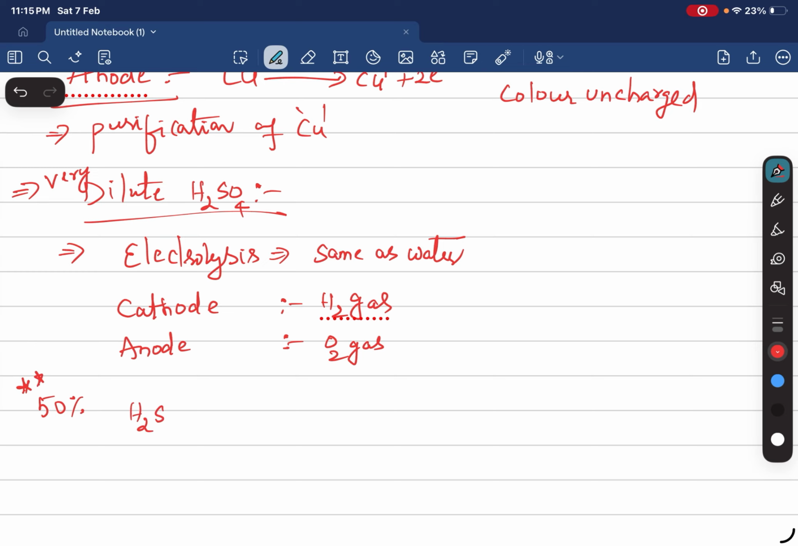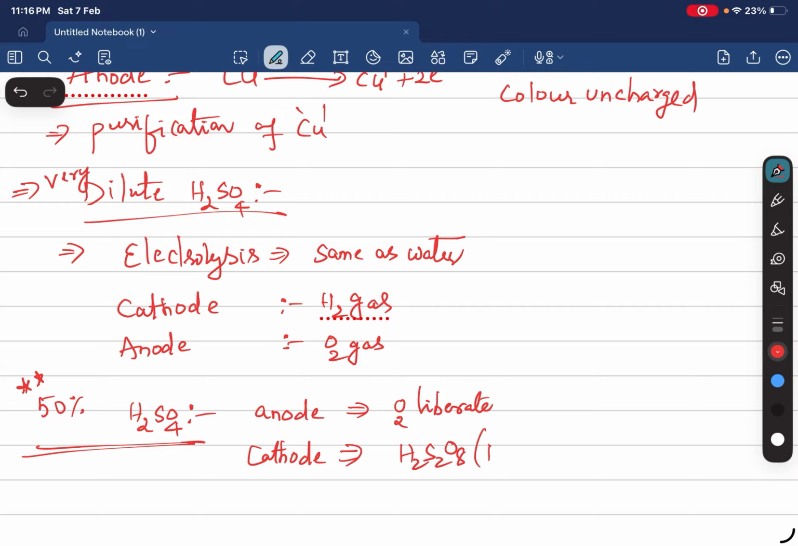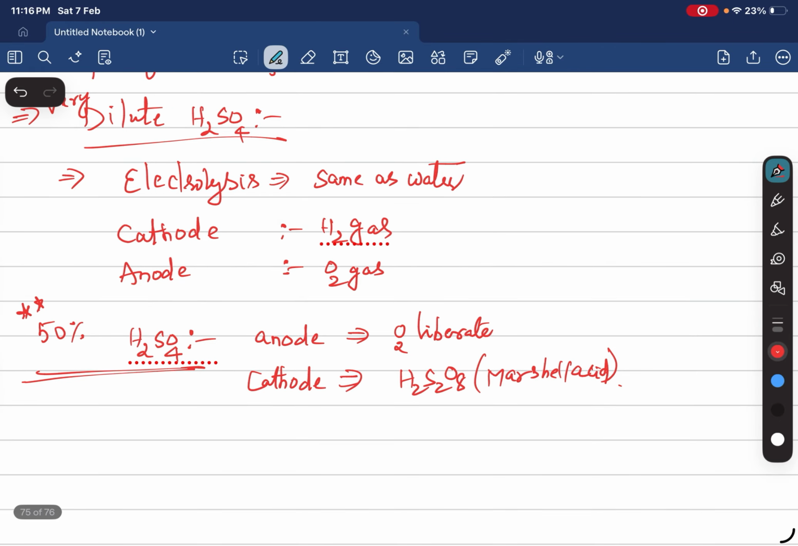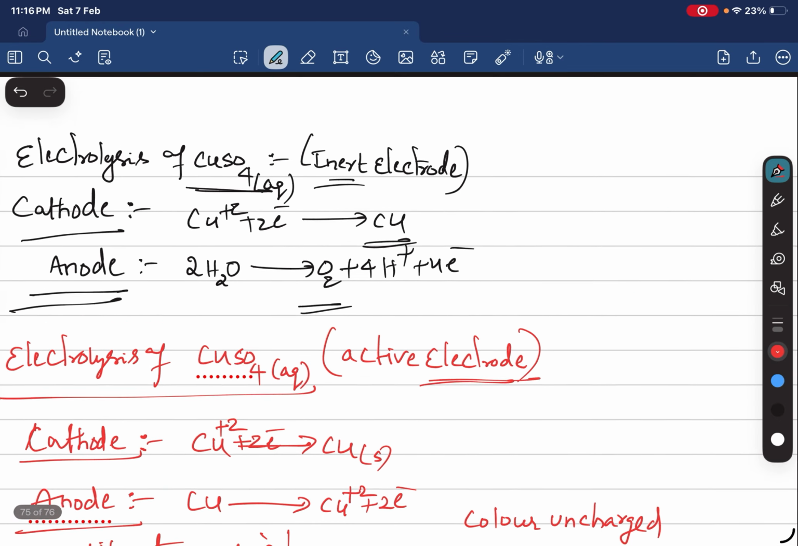If we use 50% H2SO4 as the electrolyte, then at the anode O2 gas is liberated, but at the anode the product will be H2S2O8, which is nothing but Marshall's acid. So multiple times this question came in previous year competitive exams. So these are some of the overall examples.